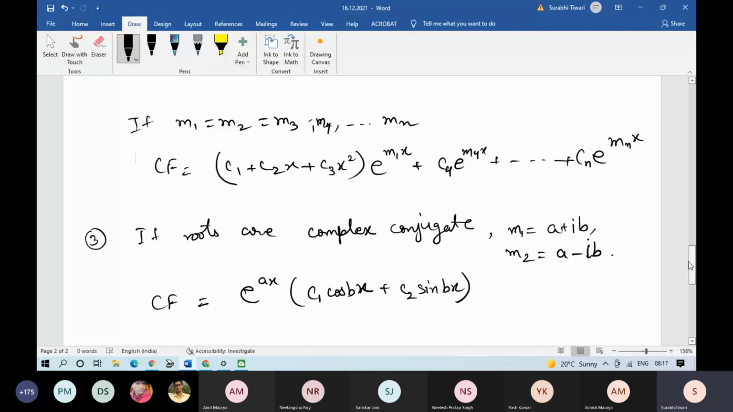So first let us do some questions on complementary function, that is, on homogeneous functions.